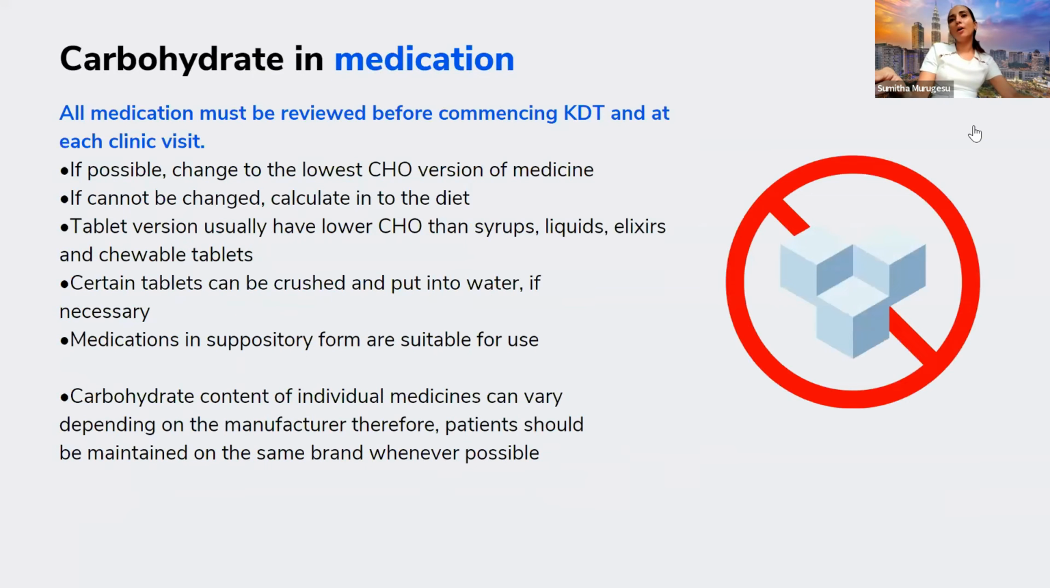We'll come to the topic of carbohydrate in medication. Remember that all medication must be reviewed before commencing the diet and at each clinic visit. If possible, change them to the lowest carbohydrate version of medication. If they cannot be changed, then they must be included or calculated into the diet. Tablet versions usually have a lower carbohydrate content compared to syrups, liquids, elixirs and chewable tablets, and medication in suppository form is suitable. Also, the carbohydrate content of individual medication can vary depending on the manufacturer, so try to use the same product whenever possible.